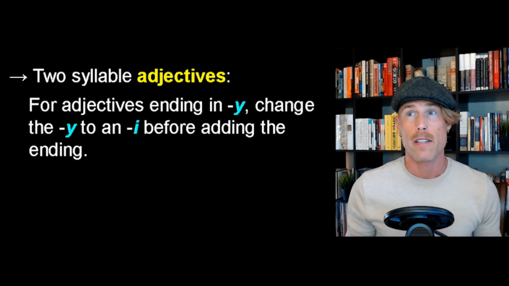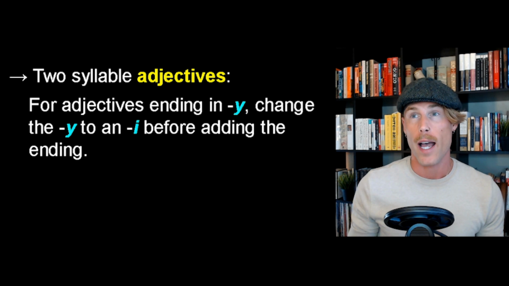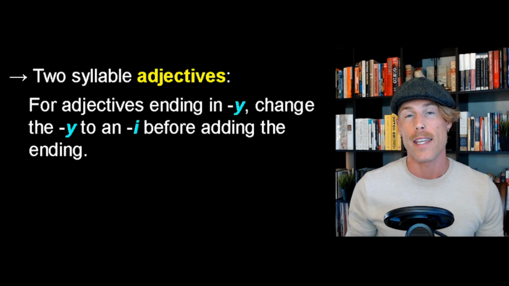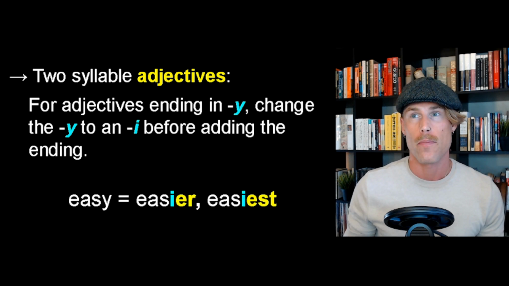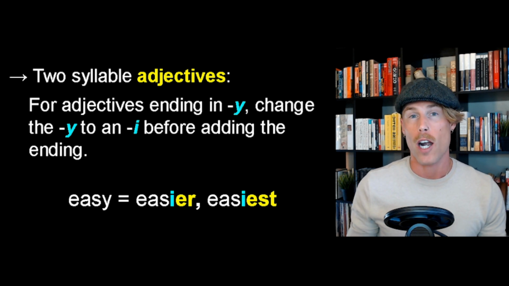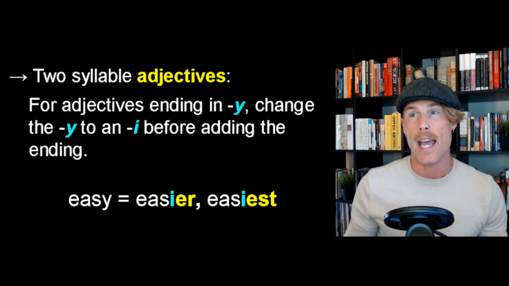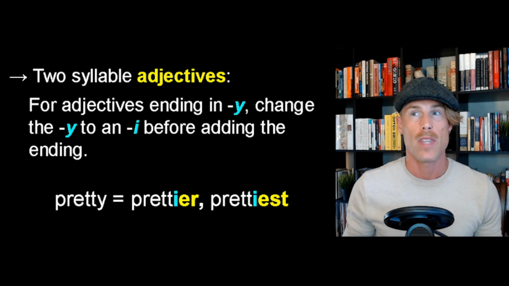For adjectives ending in Y, change the Y to an I before adding the ending. Easy, easier, easiest. Okay, so change the Y to an I and add ER. Change the Y to an I and add EST. Pretty, prettier, prettiest.